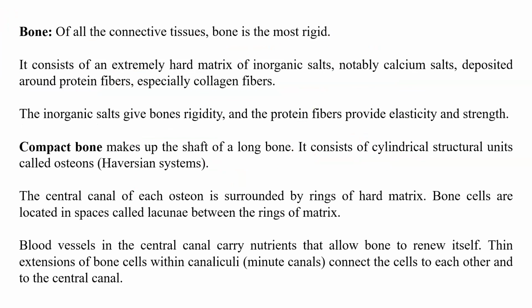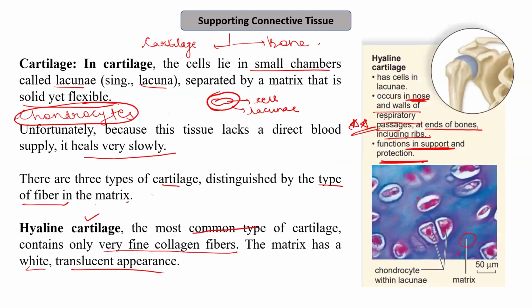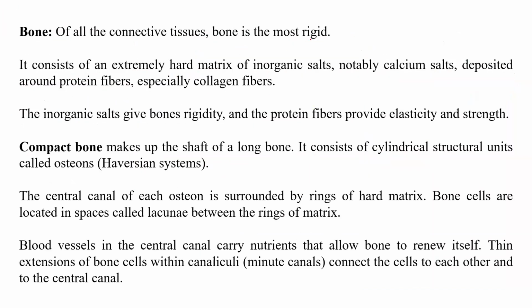So the next type of connective tissue is the bone. As I mentioned, the supportive connective tissue is of two types, the cartilage and the bones. Cartilage has specialized cells, chondrocytes, and it has protein fibers like elastic fibers or collagen fibers. The next type of supporting connective tissue is the bone. Of all the connective tissues, bone is the most rigid type. So it is the most rigid connective tissue.